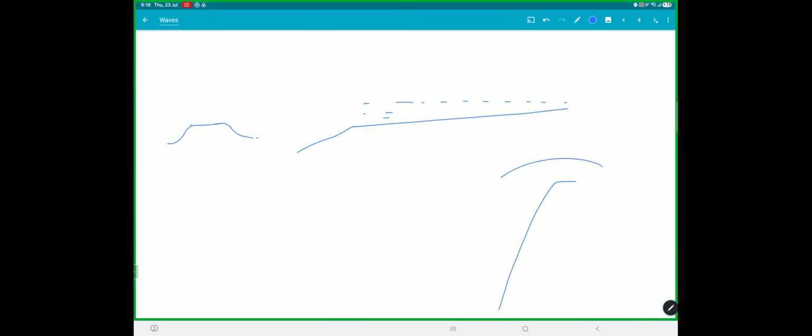Now, as the wave is traveling and coming towards the coastline, the front part of the wave will hit the ground here. Once it hits the ground, the front part actually slows down, and the back part is still going with the same speed. So the back of the wave starts climbing the front part of the wave.